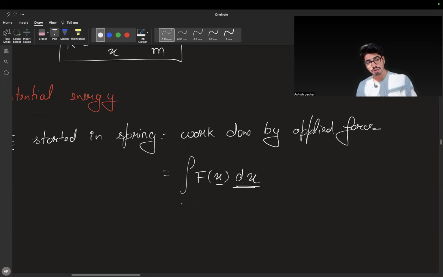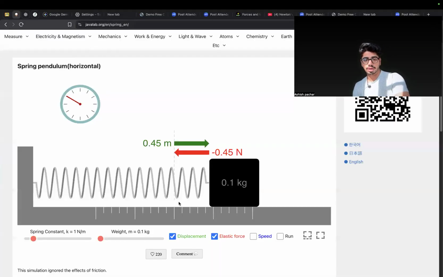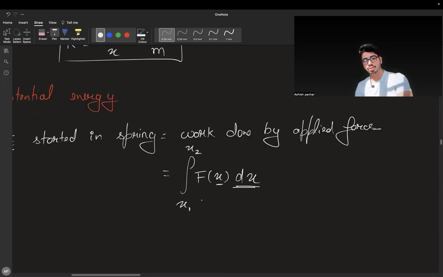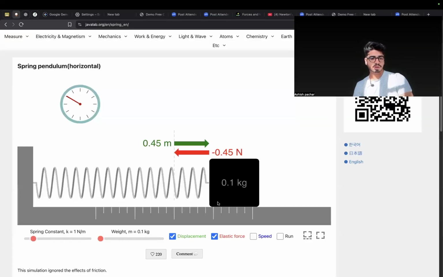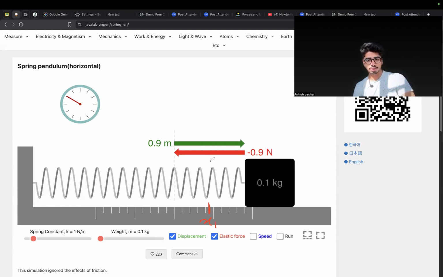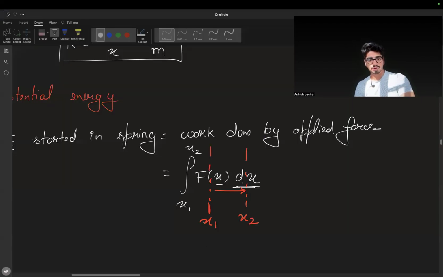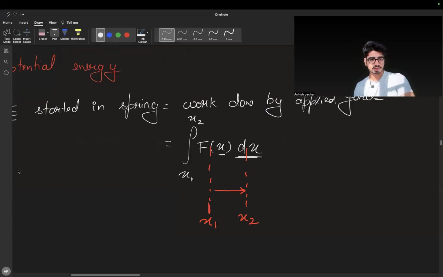Let's suppose I integrate from x1 to x2, meaning from the initial position x1 to x2, this is the limit I'm putting in. You're doing the work to displace it. Let's call this position x1, and suppose I pull it like this some more. This is the initial position x1, and this is the final position x2. During that, the work done by me is going to be stored as spring potential energy. So how much will that be? Let me integrate this one.